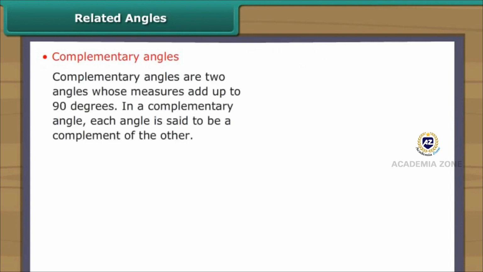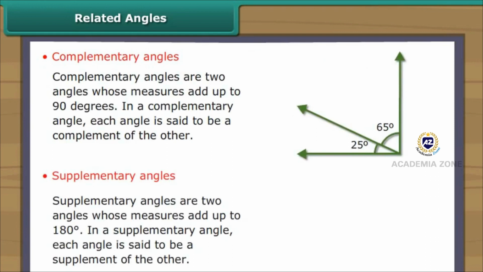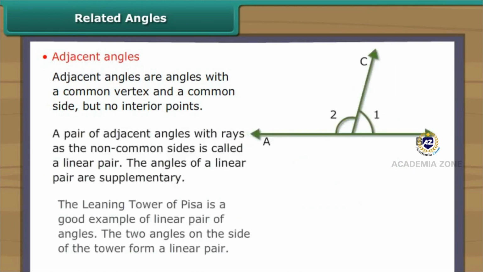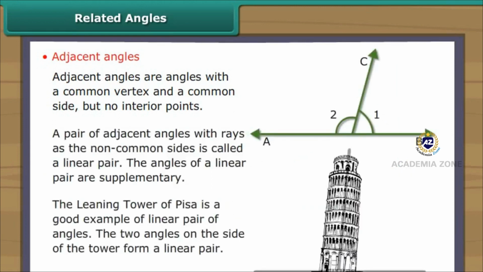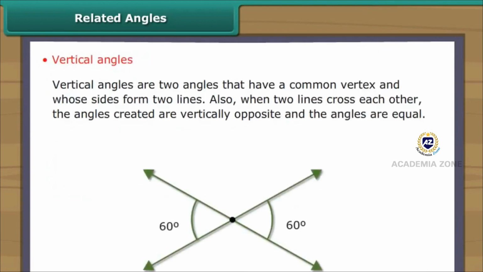Complementary angles are two angles whose measures add up to 90 degrees. Supplementary angles are two angles whose measures add up to 180 degrees. Adjacent angles are angles with a common vertex and a common side but no interior points. A pair of adjacent angles with rays as the non-common sides is called a linear pair. Vertical angles are two angles that have a common vertex and whose sides form two lines.